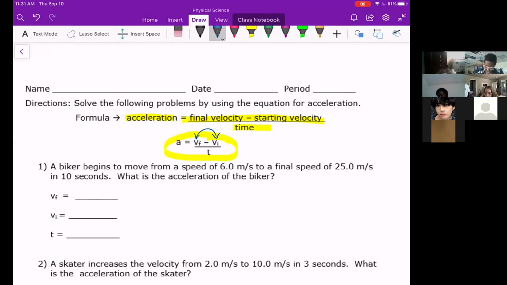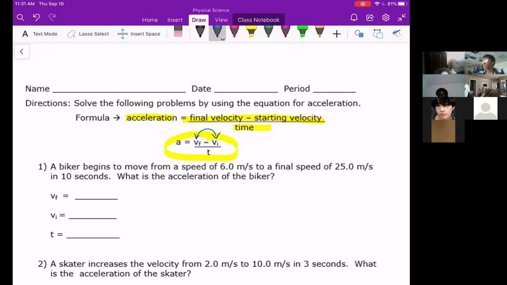So I'm gonna do just a few of these, and then I'll probably do 1 or 2 on this page and then 1 or 2 on the second page. All right, so this first one says, a biker begins to move from a speed of 6 meters per second to a final speed of 25 meters per second in 10 seconds. And what is the acceleration of the bike?